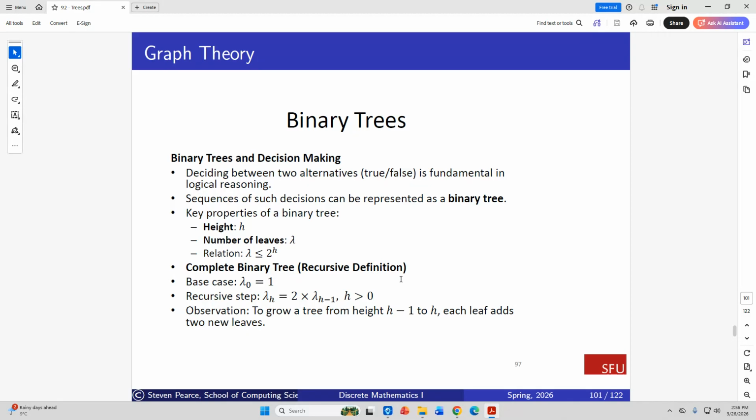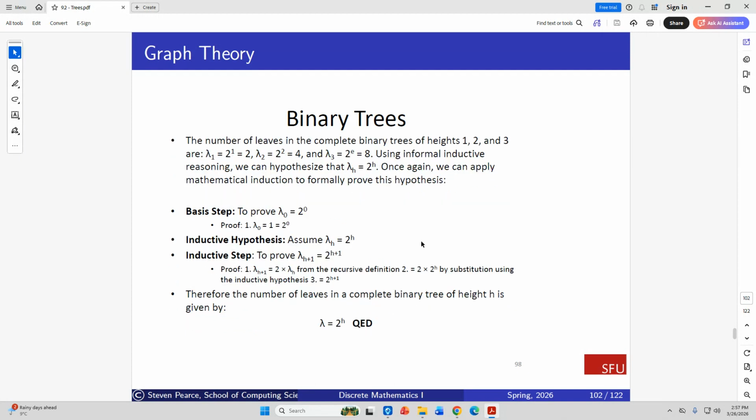A complete binary tree, recursive definition: if there's just one leaf, that's the base case. The recursive step is adding leaves according to the inductive hypothesis, okay? To grow a tree from height h minus 1 to h, each leaf adds 2 new leaves, okay? The number of leaves in a complete binary tree of height 1, 2, and 3 are lambda 1 equals 2 to the 1. Lambda 2 is 2 squared equals 4, like I said.